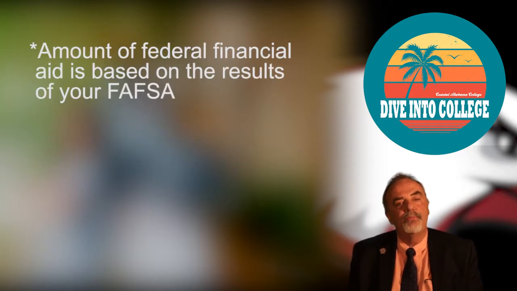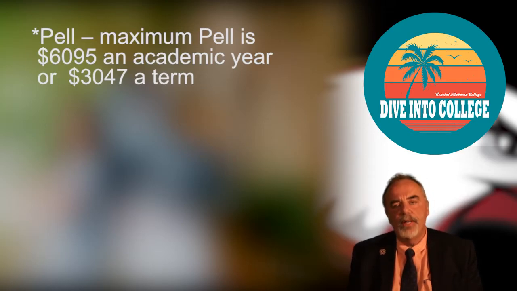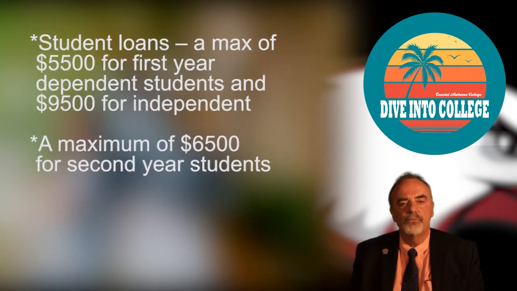Your amount of federal financial aid is based on the results of your FAFSA. Around $6,095 are the full Pell Grants this year. Not everybody gets Pell Grants. Every student is entitled to a federal student loan that applies for federal financial aid. The loans for first-year students are $5,500, and for second-year students or sophomores, $6,500.